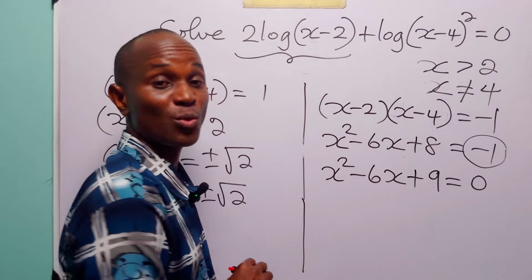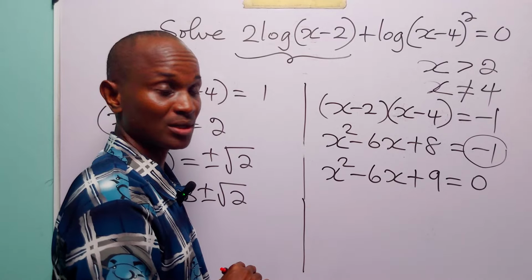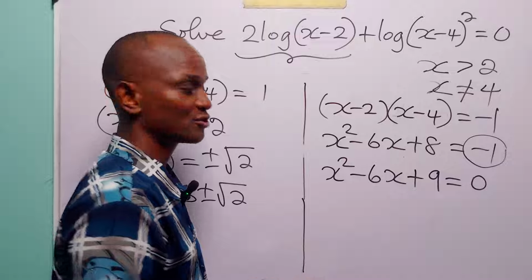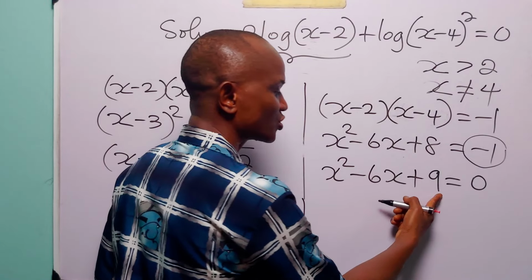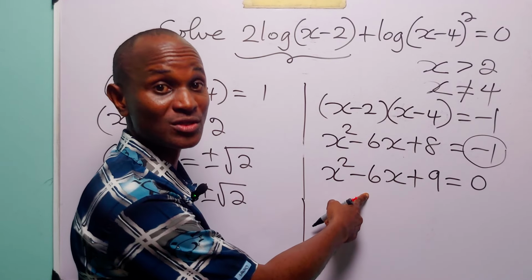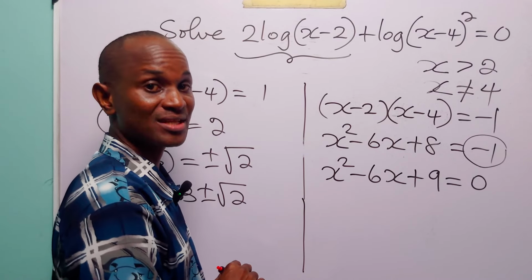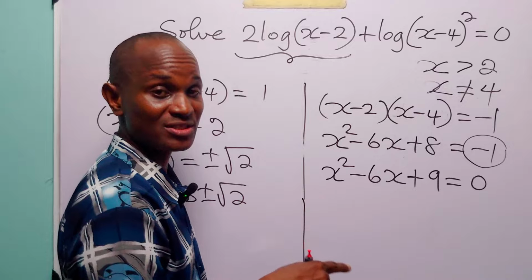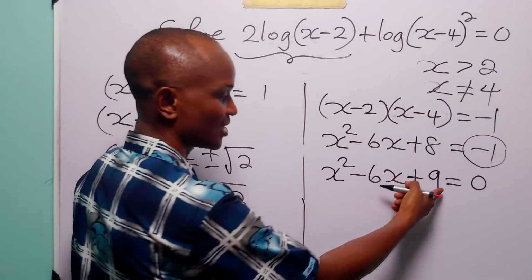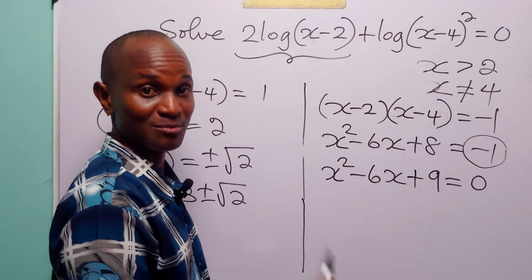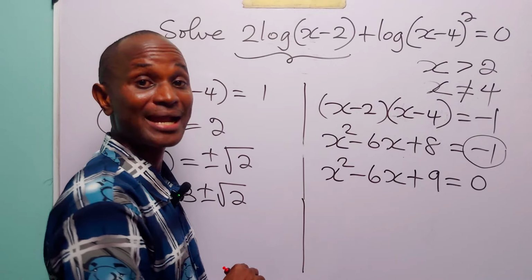Now, we can solve this quadratic equation by factorization. Since the coefficient of x squared is 1, all we have to do is to find the factors of 9 that add up to minus 6. What are the factors of 9? They are minus 3 and minus 3. Of course, minus 3 times minus 3 is going to give us plus 9. And minus 3 added to minus 3 is going to give us minus 6.